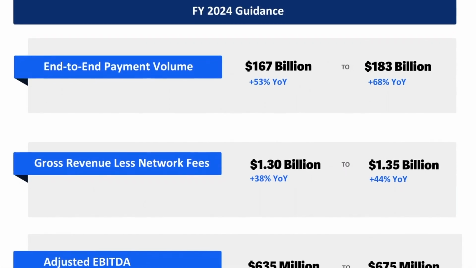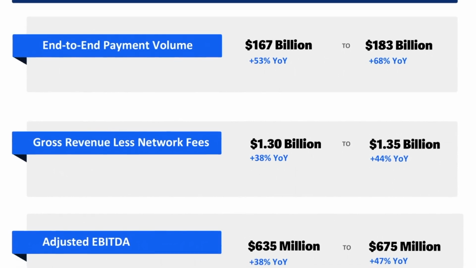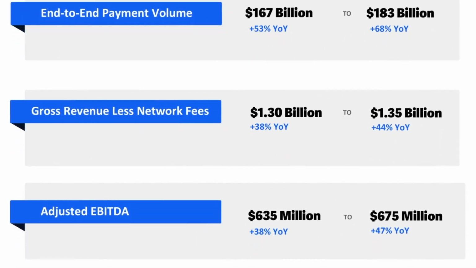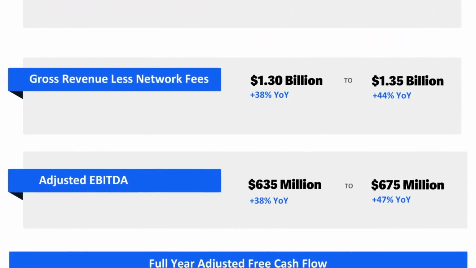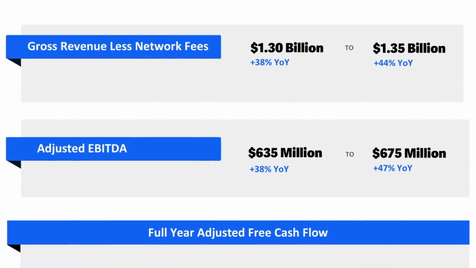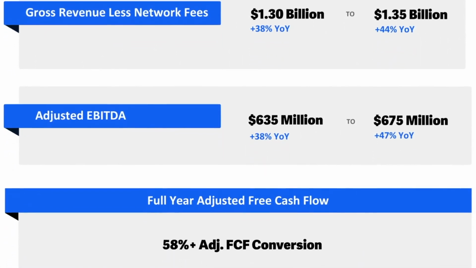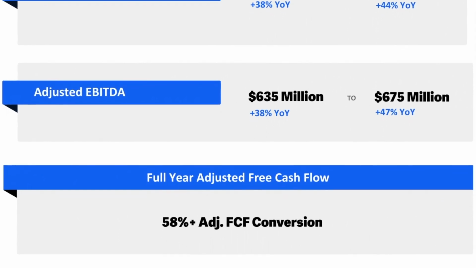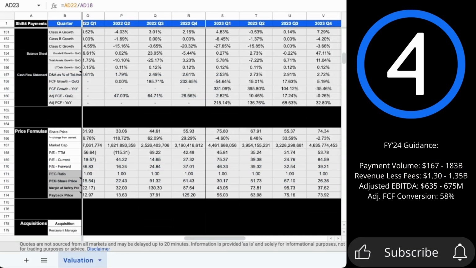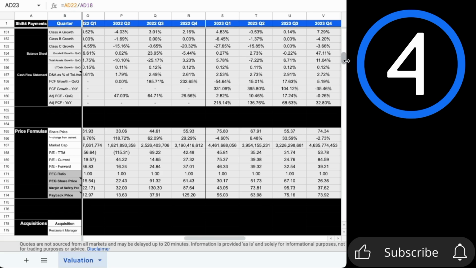Shift4 generally guides for end-to-end payment volume, gross revenue less network fees, adjusted EBITDA, and adjusted free cash flow conversion, which simply put is adjusted free cash flow divided by adjusted EBITDA. Before we take this guidance at face value, we first need to compare with past guidance to decipher, is management accountable? So we're going to scroll back up to the first section to the most recent data that we have available.